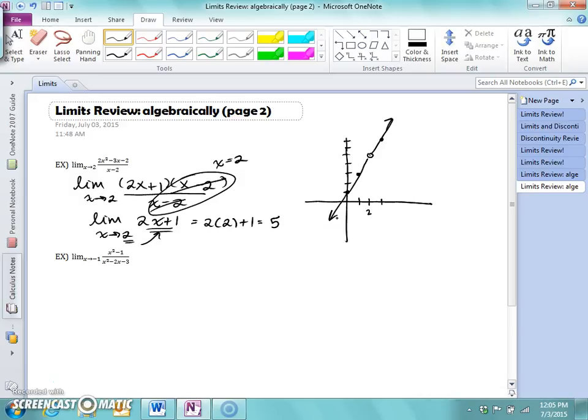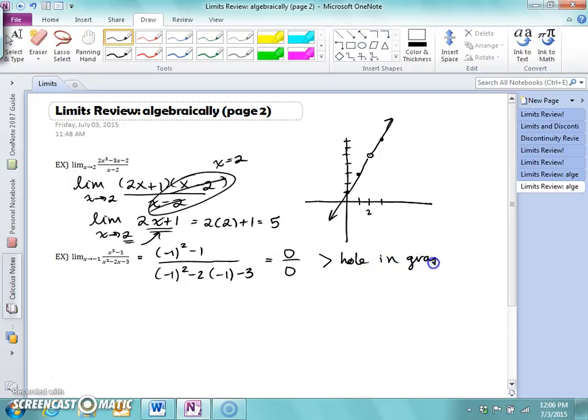Let me try this next example here. This one's going to look a little bit different whenever we graph it. So I have a rational function, because there's an x in the denominator and the numerator. If I try plugging negative 1 in using direct substitution, minus 3, I am in fact going to get 0 over 0. That means there's a hole in the graph.